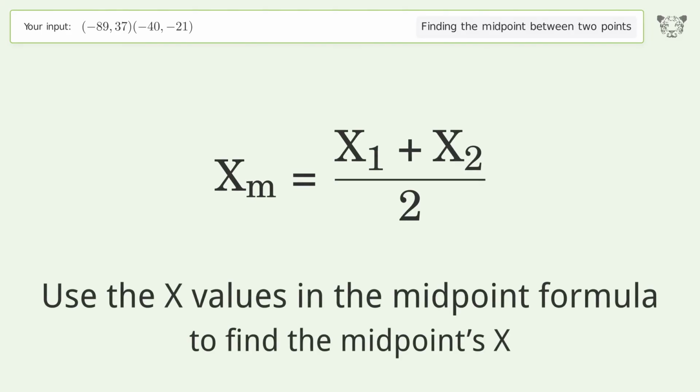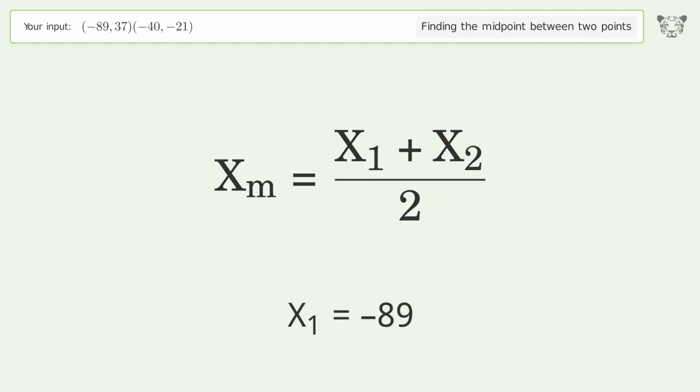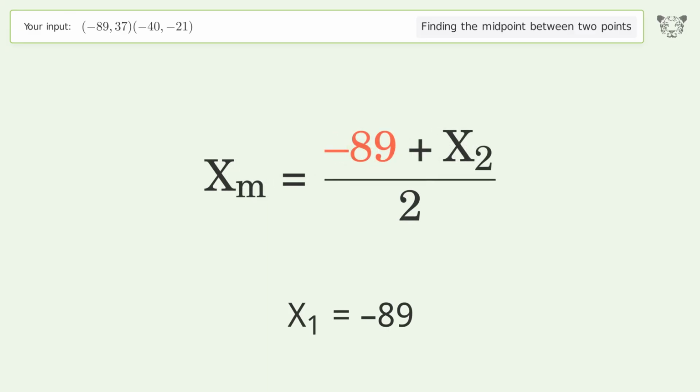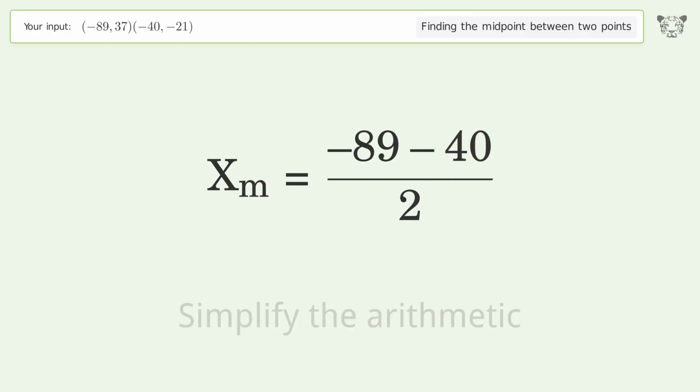Use the x values in the midpoint formula to find the midpoint's x. x1 equals negative 89. x2 equals negative 40. Simplify the arithmetic.